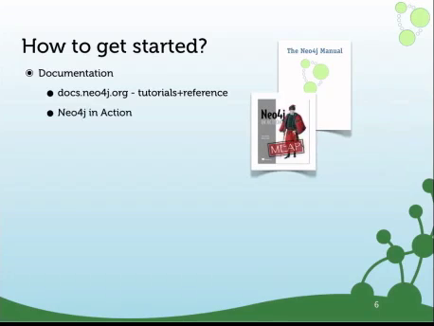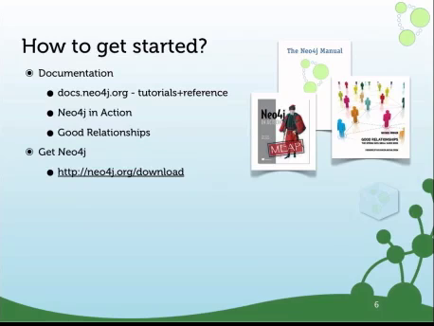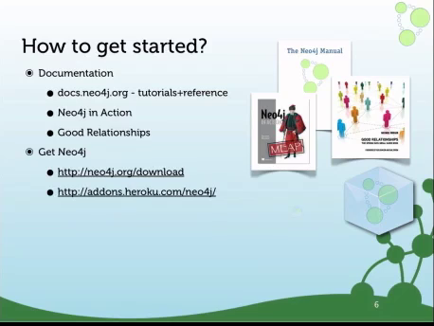There are even some other books that are coming out now. Manning has a book, Neo4j in Action. There's a Spring Data Neo4j book called Good Relationships that's available. And of course, you can just go ahead and get Neo4j yourself and try it out. You can either just download it, and that's available, of course, on all the standard platforms. Or a little bit easier sometimes is to just try it out on the cloud. We have a Heroku add-on that's available.